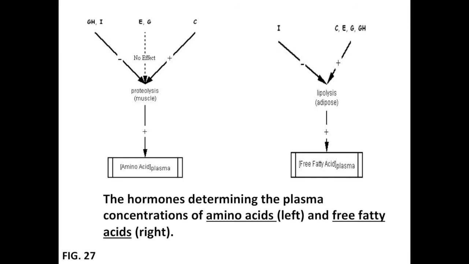Then looking at the effects of hormones on amino acids and free fatty acids, growth hormone and insulin will prevent proteolysis, whereas cortisol will break it down. Epinephrine and glucagon have no effect on this. Whereas with lipolysis, insulin is the only one that inhibits it. All the other hormones will then break down triglycerides into free fatty acids.